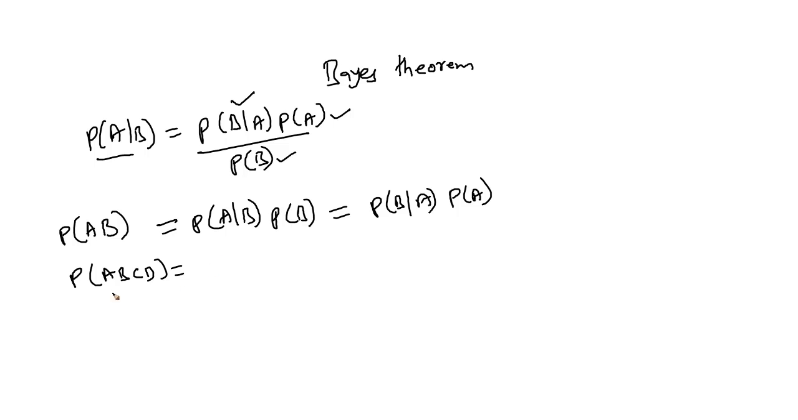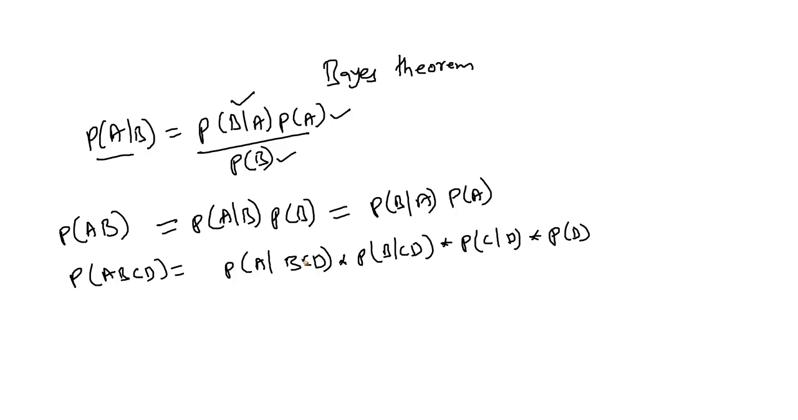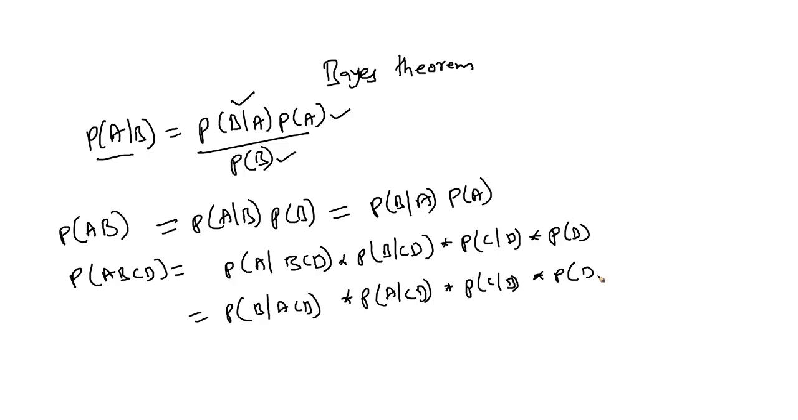For example, if you want to compute probability of A, B, C, D, you can say probability of A given B, C, D times probability of B given C, D times probability of C given D times probability of D. Here I use the same order, but in fact it could be any order you can think of. Let's say probability of B, C, D times probability of A given C, D times probability of C given D times probability of D. So there are many combinations that you can actually write to express this joint probability as a chain rule.